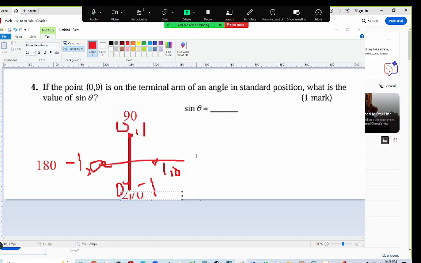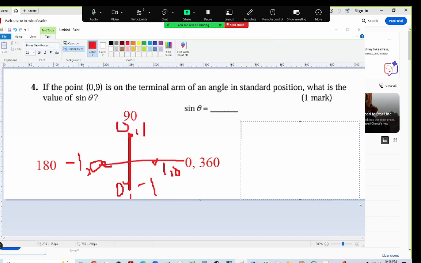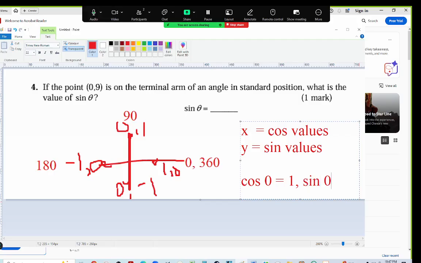The one over here represents the starting point, which is 0, but also the finish point, which is 360. Here's the other thing I want you to remember. All the x values represent the cos values for that angle. All the y values in those coordinates represent the sine values for that angle. As an example, at the 0 mark, cos of 0 is equal to the x value, which is 1. Sine of 0 is equal to the y value, which is 0.